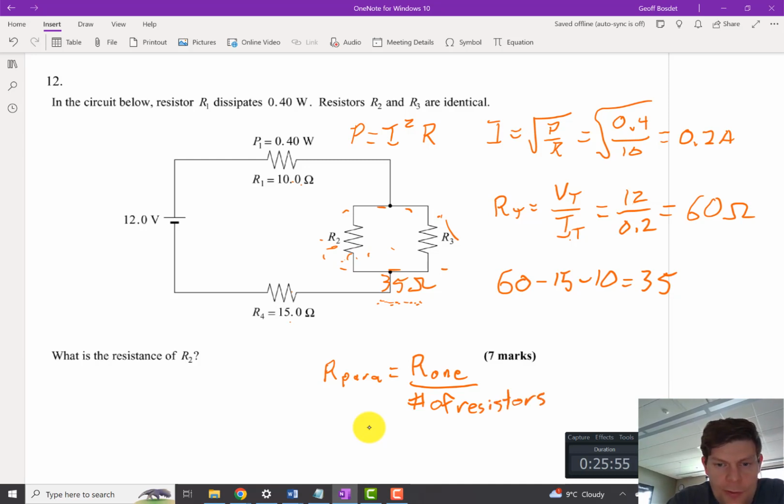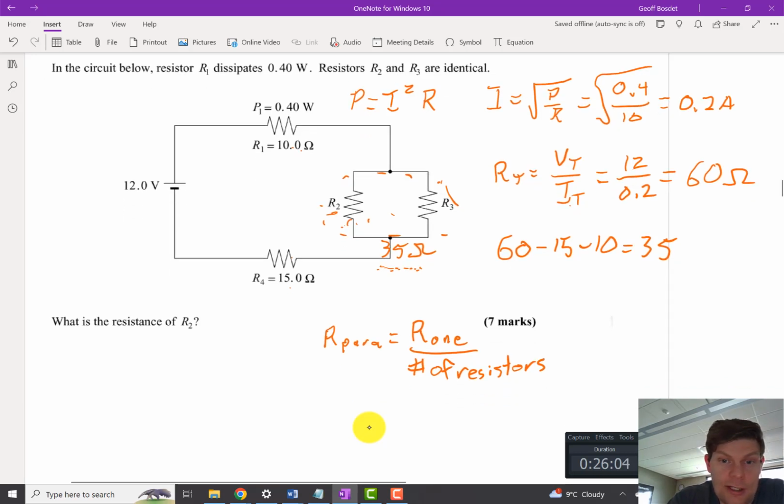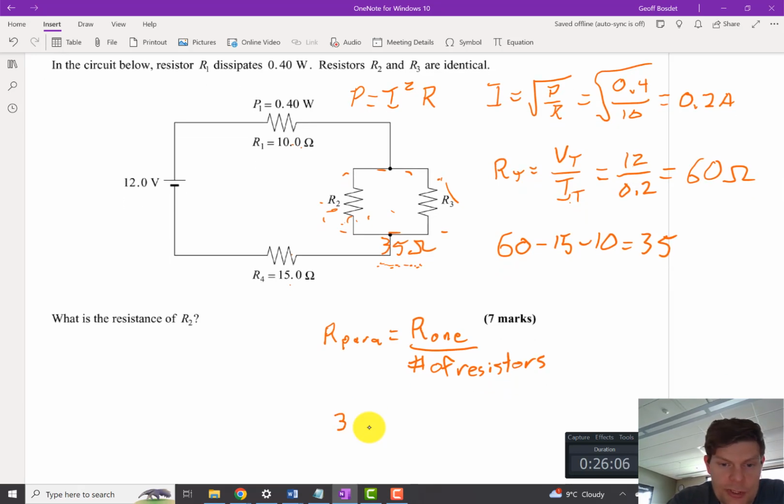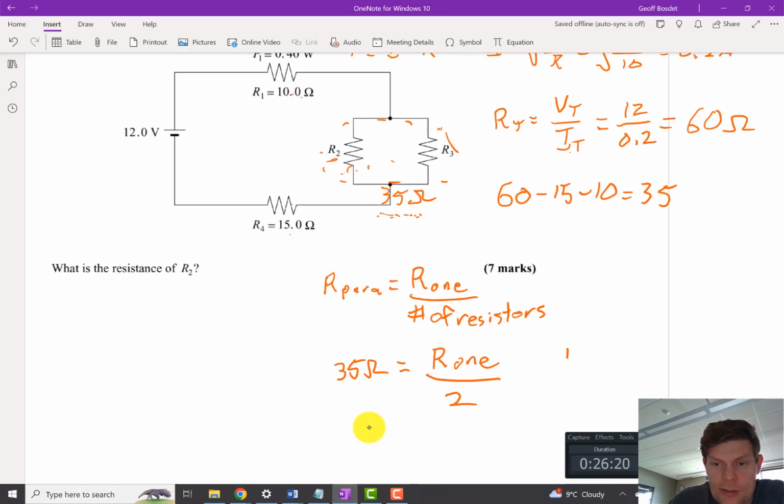So here's your formula if you've got a bunch of identical resistors. If you want to find the parallel resistance of the whole section, that's equal to the resistance of one of them divided by how many you got in parallel. So in this case, our total resistance of the section is 35 ohms, and that's equal to the resistance of one divided by 2, because there's two of them in parallel. So if we multiply this up, we've got 70 ohms, and so R2 is 70.